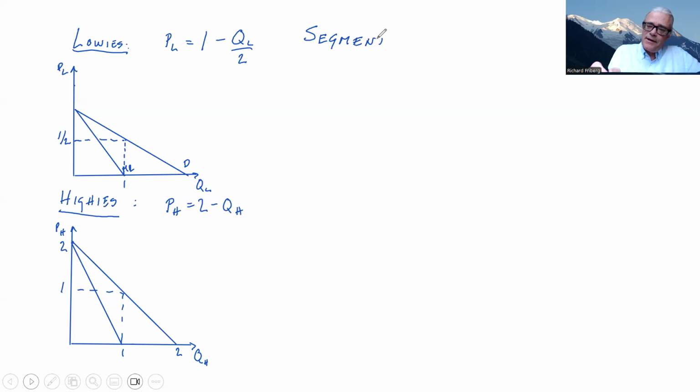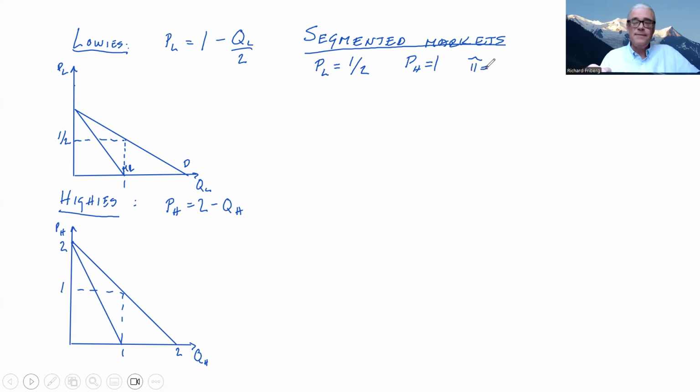So when markets can be segmented, it's what we just looked at. The price to the low group, lowies, equals 1/2. We have a price to the highs equal to 1. And we have profits for the monopolist, which is just a combination of these two. Marginal costs are 0, fixed costs are 0, so it's just revenue. So it's revenue 1/2 times 1, so 1/2 from the lowies, and 1 from the highs. So profits equal 1.5.